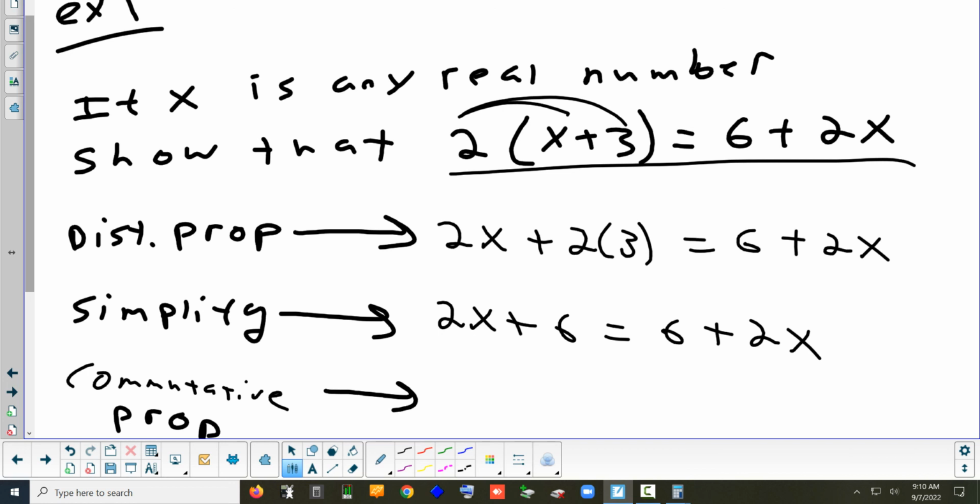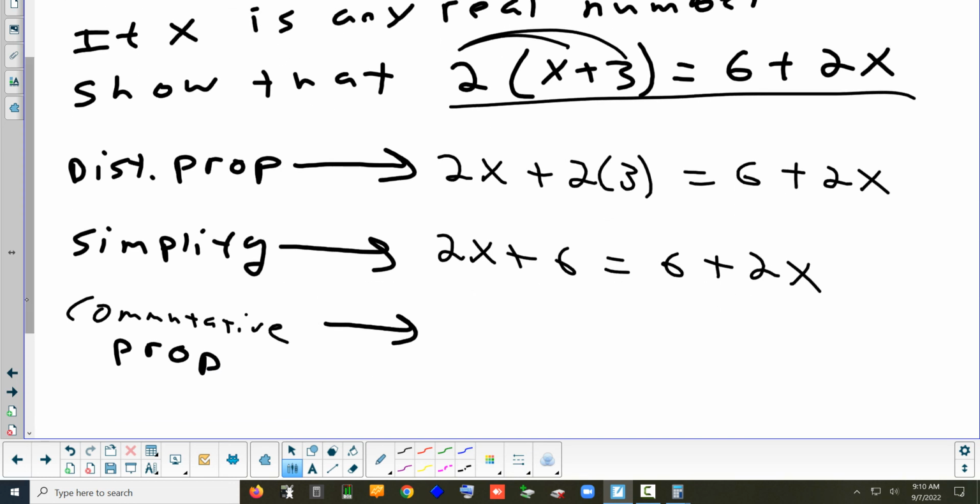equals 6 plus 2x. Now technically those are not exactly the same because they don't have the same order, but you can switch the order of the 2x and the plus 6. That's the commutative property. So that's all you're doing in the last step. Switch the order of those 2.